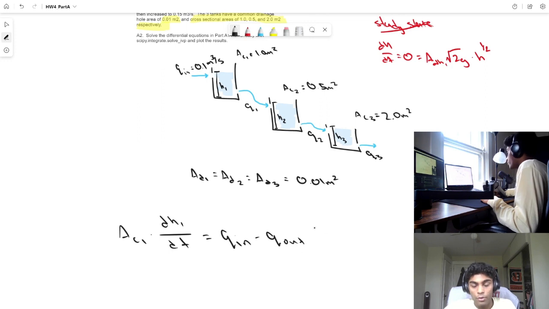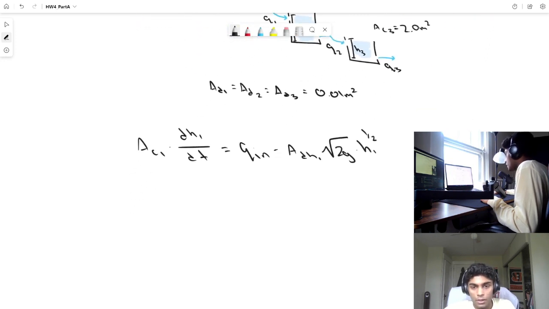However, we can rewrite the Q out to be the area of the first drainage hole times the square root of 2g times h to the 1/2, and that'll be for h1. And this is going to be very similar for the other two tanks.